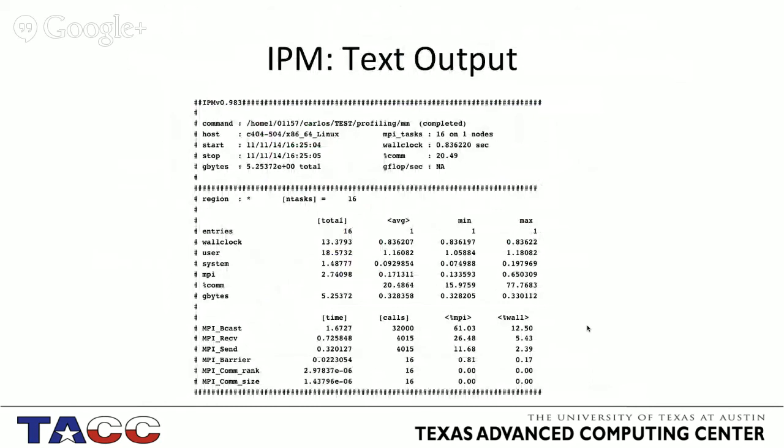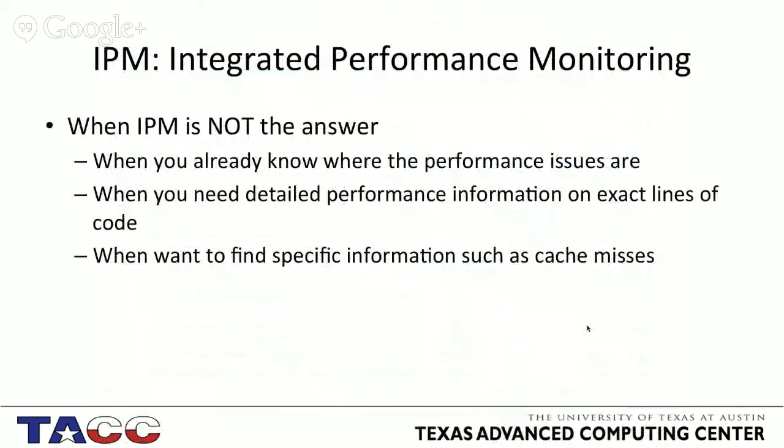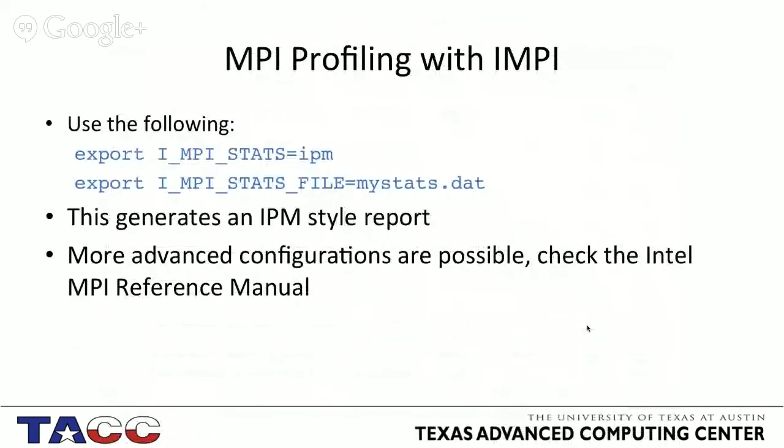So it's a very simple way to get a performance report every time you run without the need to do anything. So if you build your code with Intel MPI, you can simply export those 2 variables in your submission script, and every time you will get your MPI performance information.